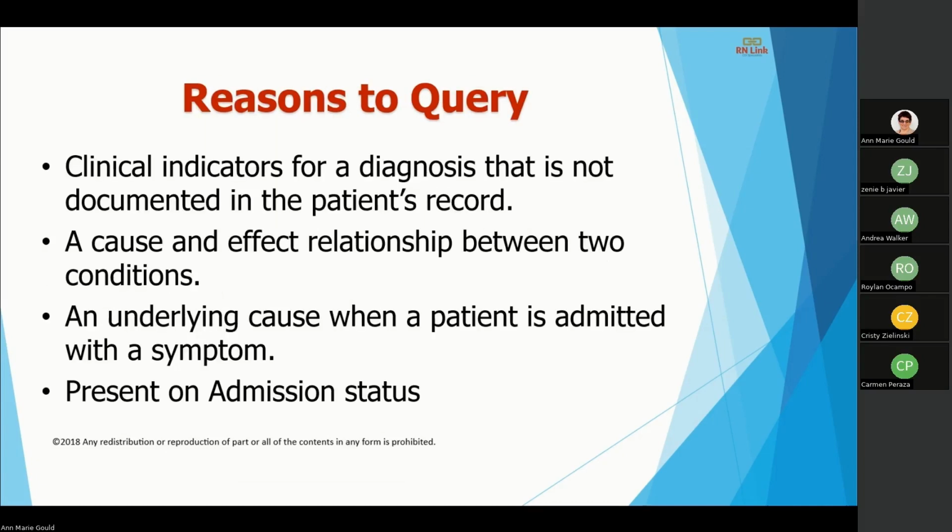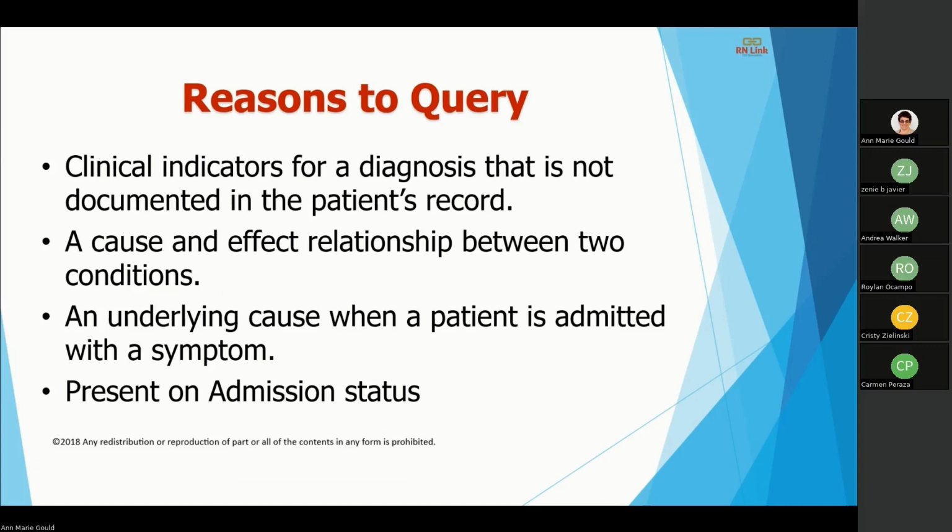So reasons, why do we query? Well, clinical indicators for a diagnosis that is not documented in the patient record. So we have clinical indicators for, say, dehydration, but the doctor didn't specify the diagnosis of dehydration. So that's what you're going to query. A cause and effect relationship between two conditions. How about an underlying cause when a patient is admitted with a symptom, like I said about the syncope example?